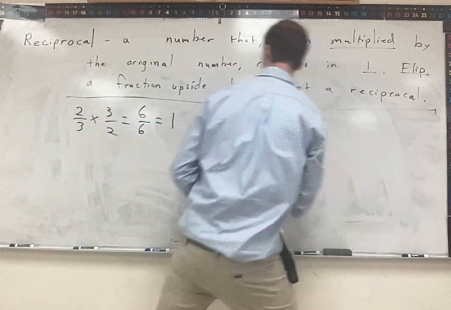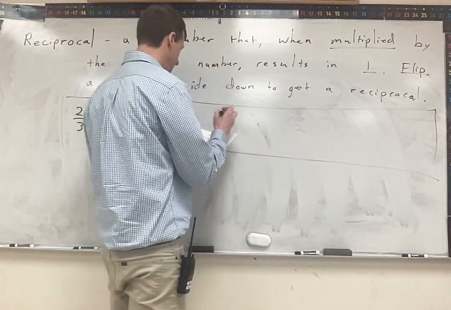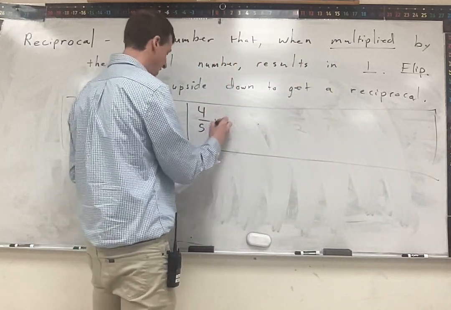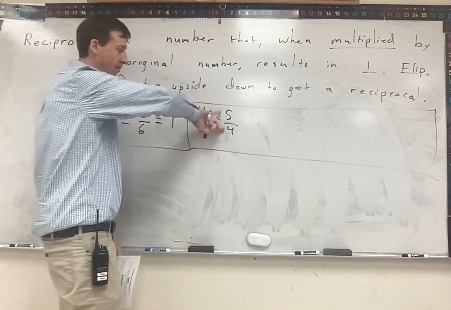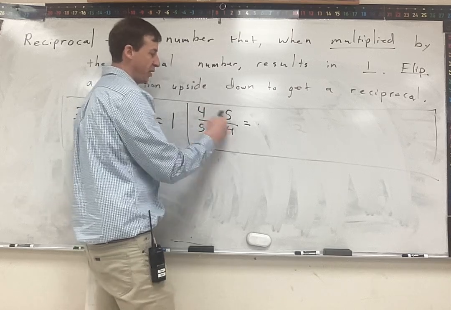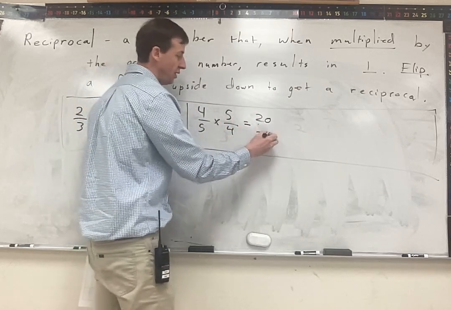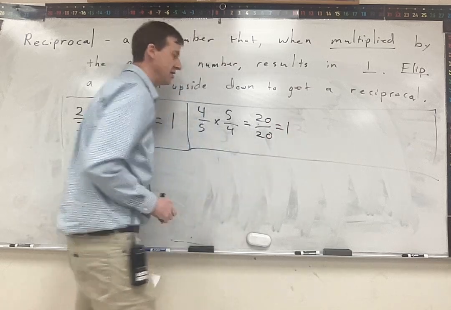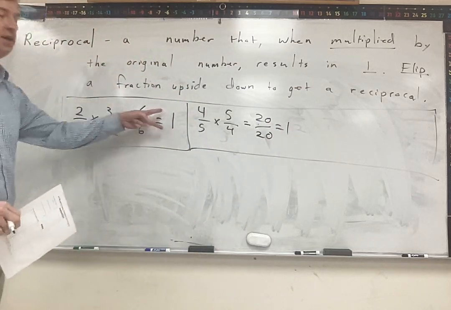I'll just draw this little table that you have on yours. The second one is 4/5 times 5/4. Again, reciprocal, take 4/5, flip that upside down. What do you get? 5/4. 4 times 5 for your numerators is 20. 5 times 4 for your denominators is 20. And 20 divided by 20 is equal to 1. So anytime you multiply a number by its reciprocal, you get 1.